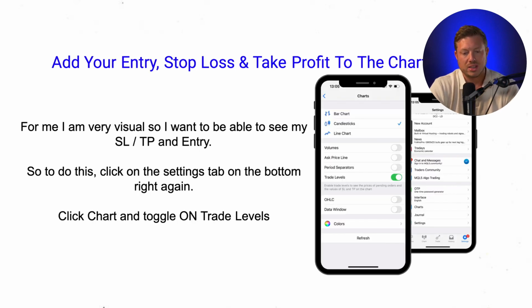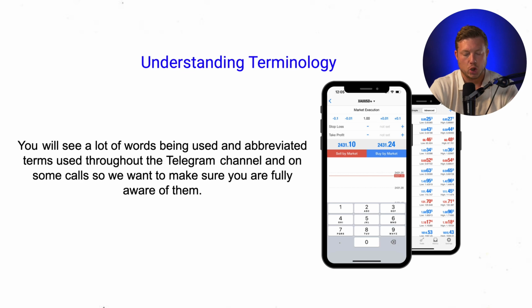So what we want to then do is make sure that you've got your entry, your stop loss, and your take profit visible on the charts. This is available on MT4 and MT5. For me, I like to have that set up on there. So what you're going to do, again, bottom right-hand corner, click on the settings tab. You're then going to click on charts, and then it's going to bring this up here where it says trade levels. You want to make sure that is toggled on, because that way it gives you the visual understanding of where the trades are entered, the stop loss, and the take profit.